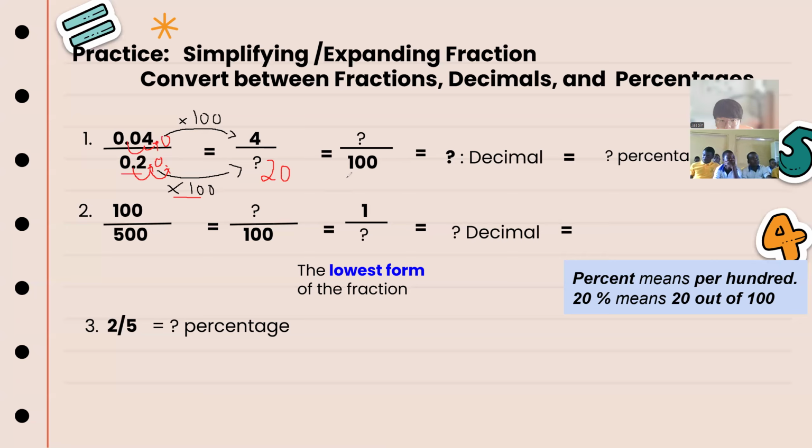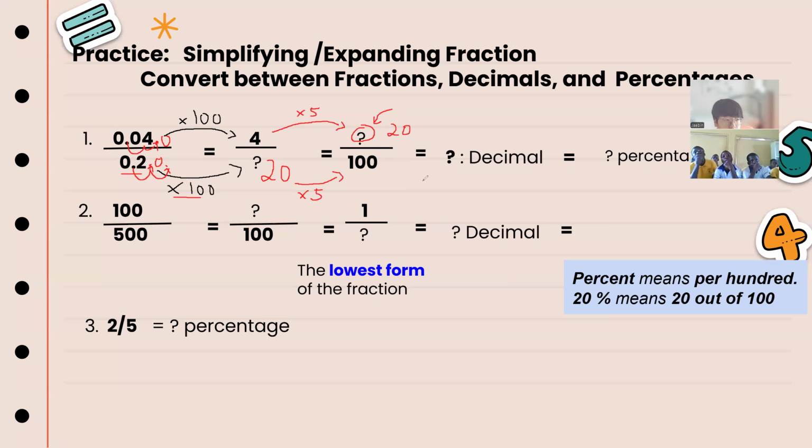Okay, then what is this question mark over 100? Can you guys solve this? What is this one? Yeah, if you multiply by 5 to get 100, and if you multiply by 5 too, 4 times 5 is 20. It's going to be 20 over 100.